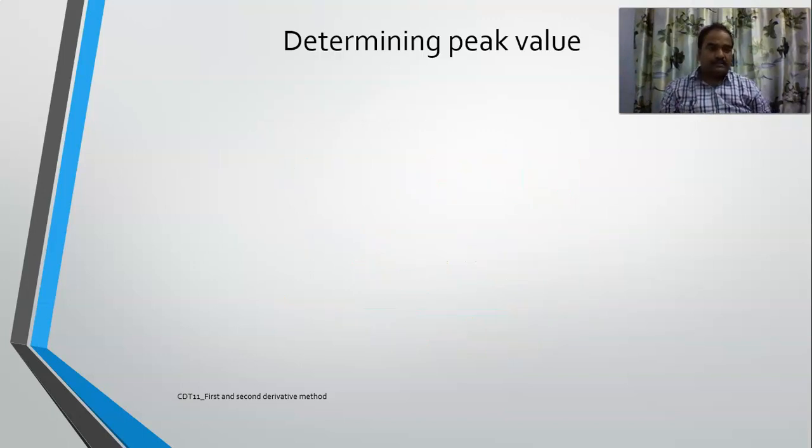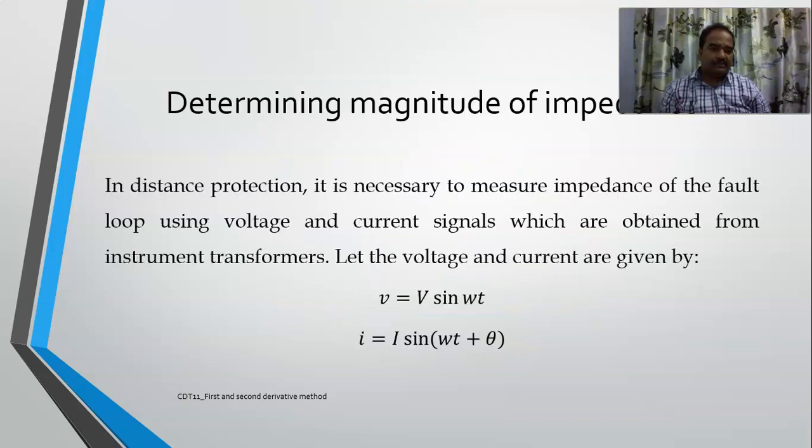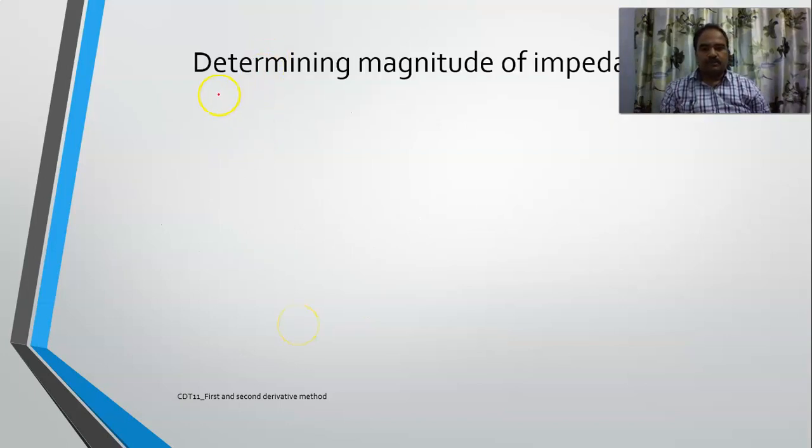Now, as we have seen in the previous one, how to determine the magnitude of impedance. You know that impedance is always required because in distance relays we do require impedance. So I'll assume that voltage and current signals are available for me. First of all, let's try to determine the magnitude of Z, which is equal to V max by I max.